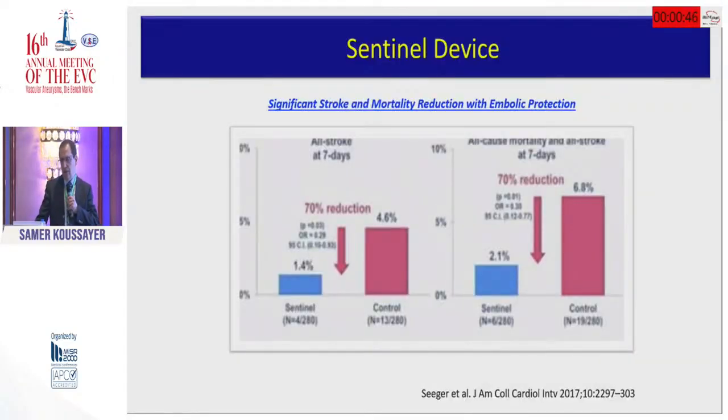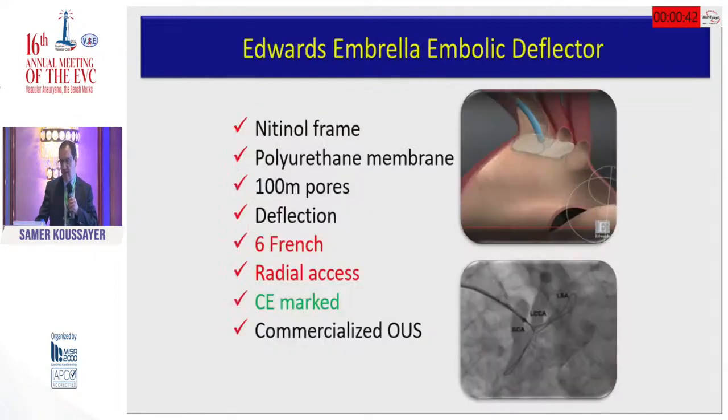This study showed that if you use the Sentinel device, you decrease all stroke and mortality at 7 days. The other device is the Edwards embolic detector. It is CE marked, and it also has a radial access.